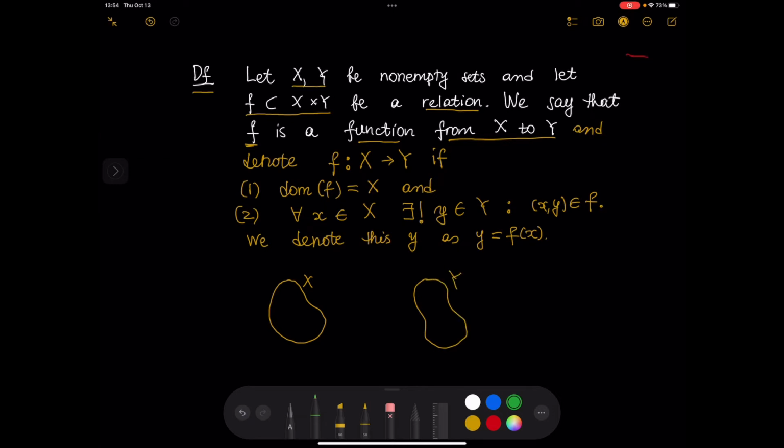So for every point x in the set X, there exists a unique element y equals f of x in the set Y, and the function f gives a correspondence between x and f of x.